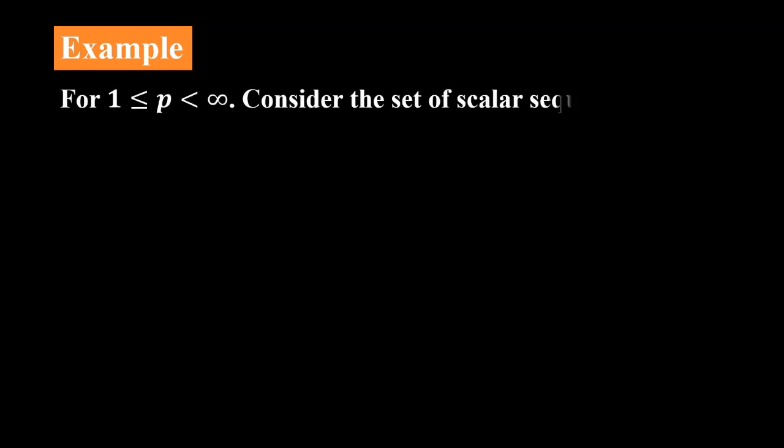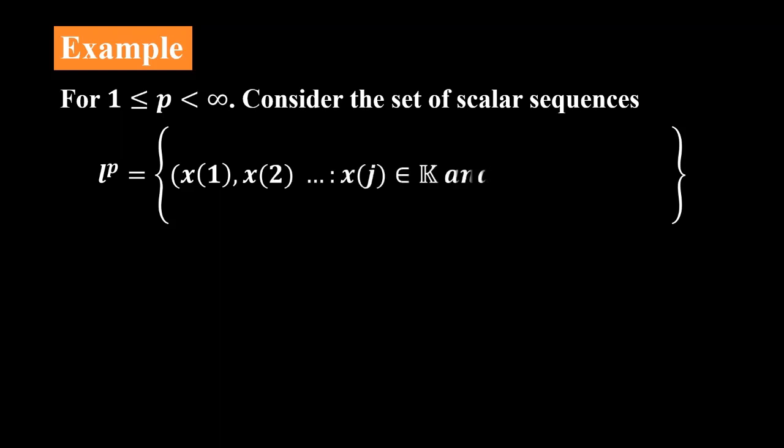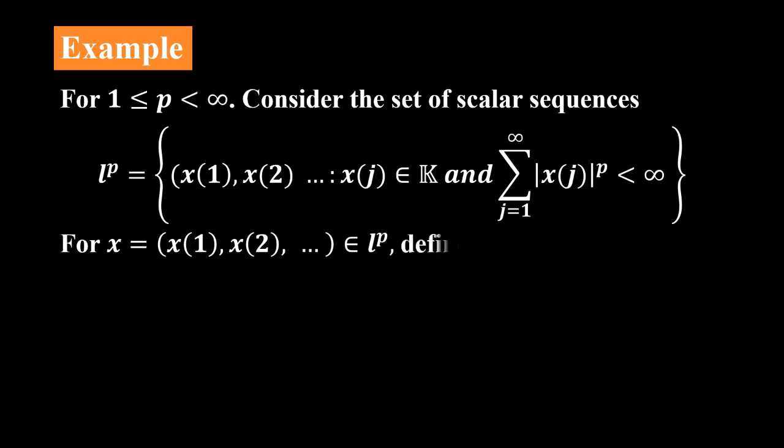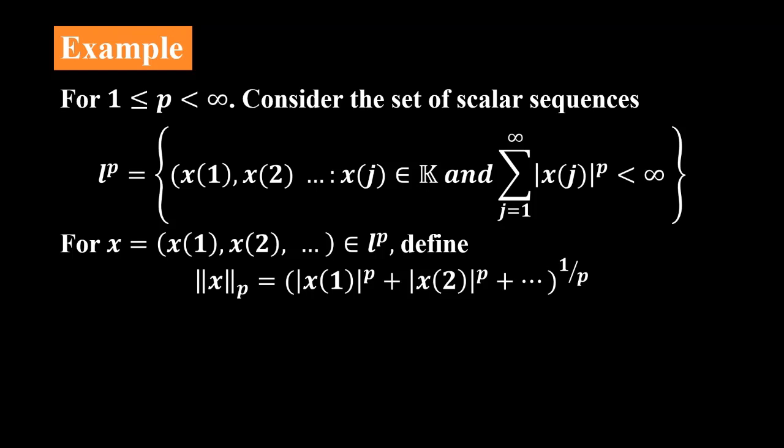For 1 ≤ p < infinity, consider the set of scalar sequences, denoted as l^p, which is equal to x = (x(1), x(2), etc.) such that x(j) belongs to K, and the summation j varies from 1 to infinity of |x(j)|^p is less than infinity. And for x belonging to l^p, we define the norm p of x as (|x(1)|^p + |x(2)|^p + etc.) whole raised to 1/p. So we define the norm p like this on the l^p space.